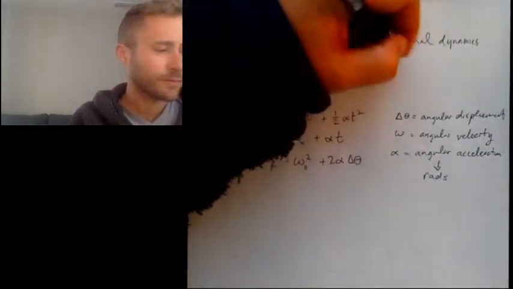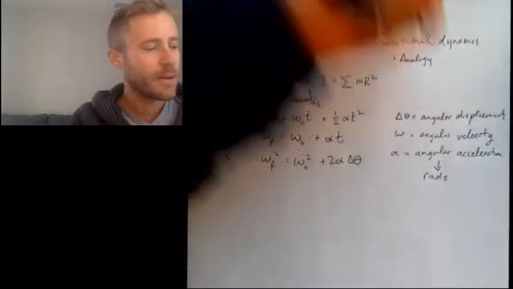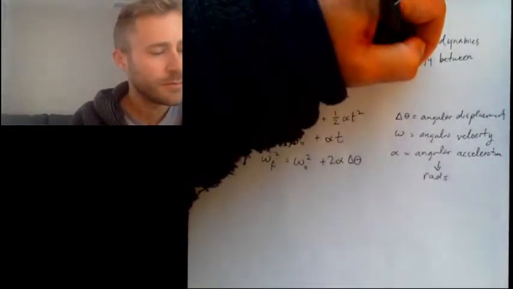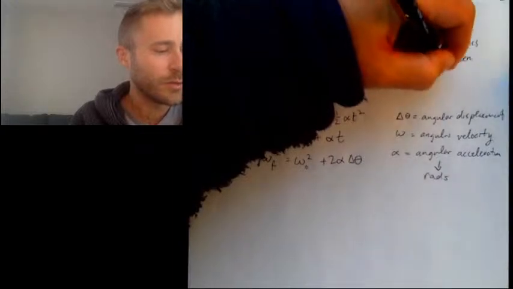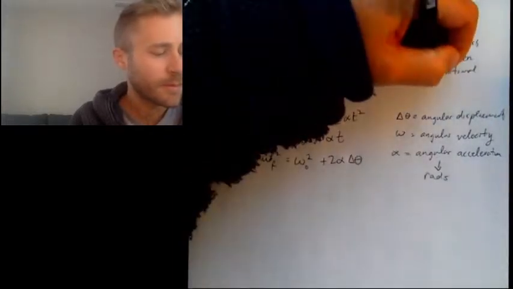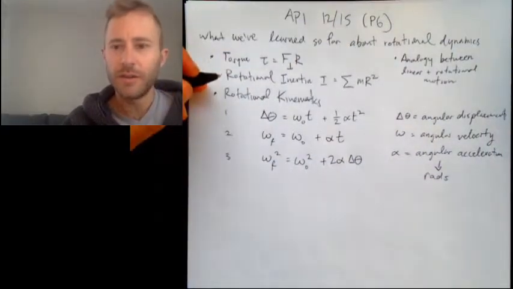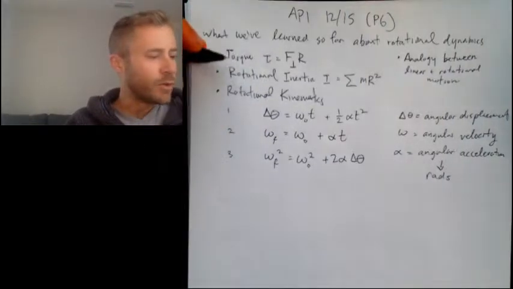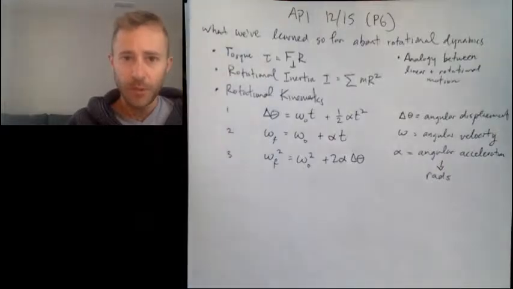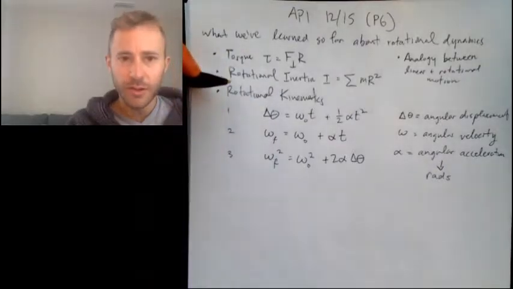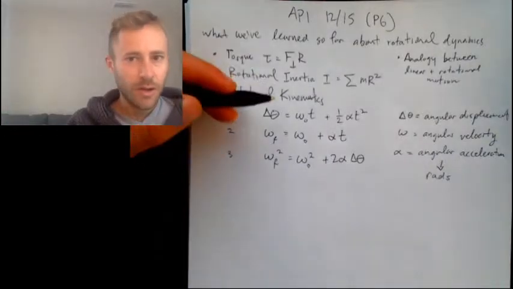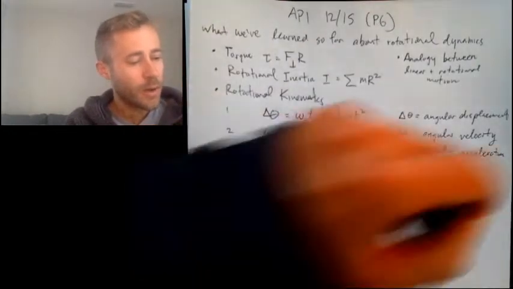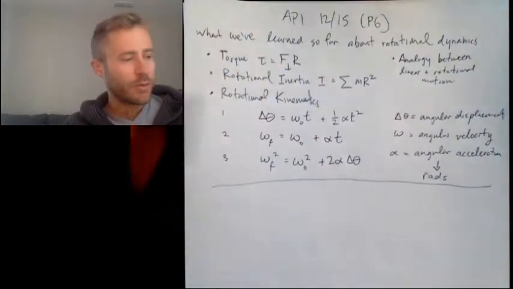We also learned that there is an analogy between linear and rotational motion. So we learned that torque is basically a rotational version of force. We learned that rotational inertia is a rotational version of mass. And we learned that each of these angular quantities is analogous to its linear counterpart. Okay? So, that's what we've learned so far.